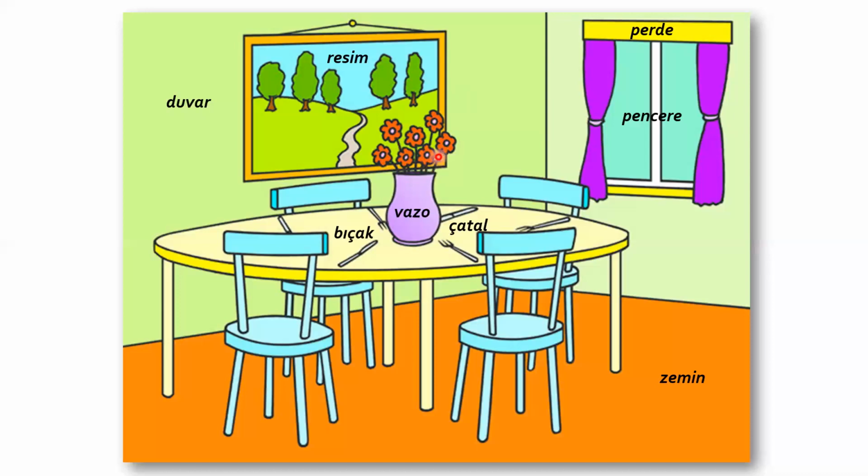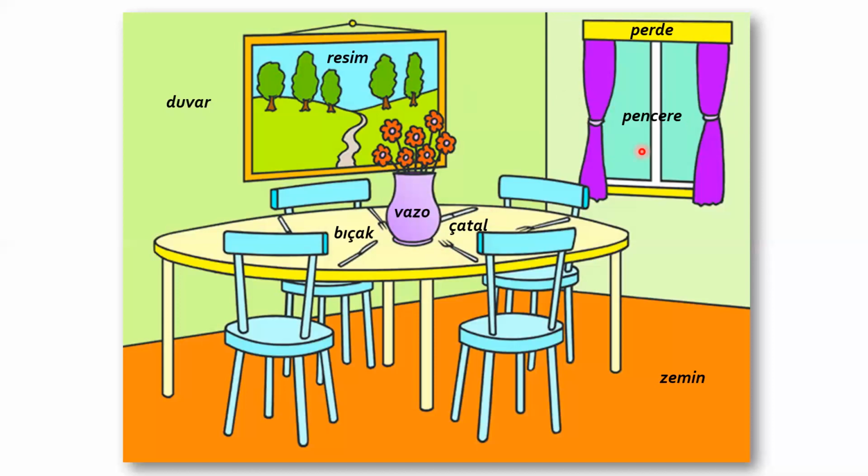Okay, let's continue. Masada kaşık var mı? Kaşık means spoon. Okay, and the answer would be Hayır, masada kaşık yok. Bıçak ve çatal var. Okay. The next question.